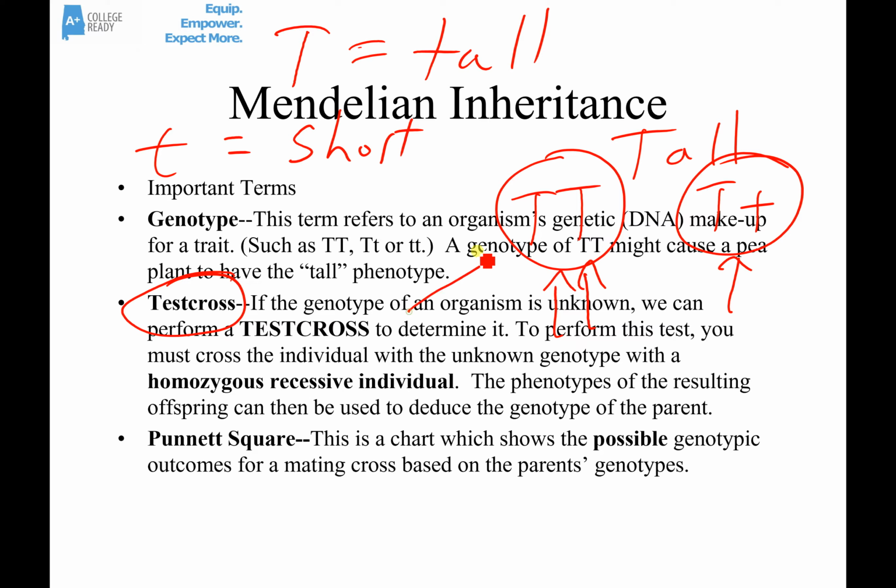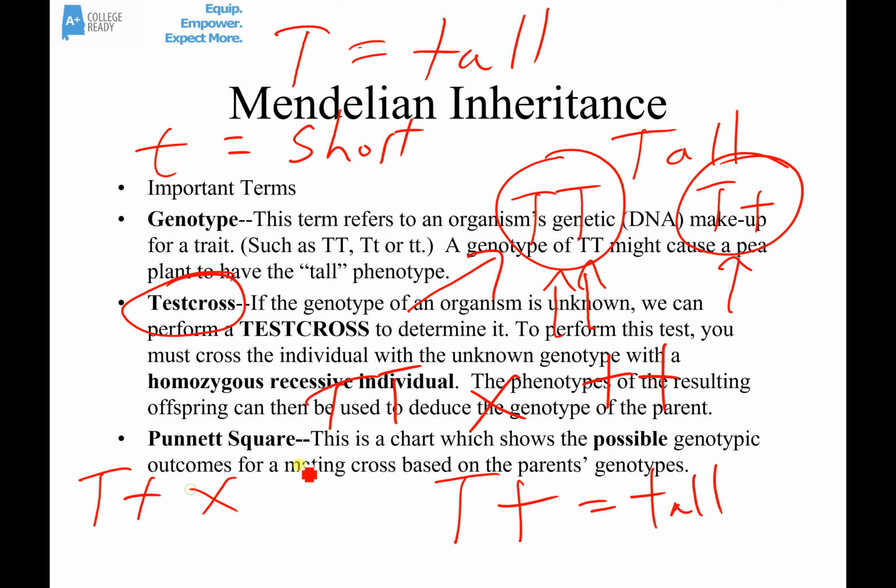So if we crossed this plant, big T, big T, with a little t plant, all the offspring would be big T, little t, all would be tall. We shouldn't get a short organism from that cross. On the other hand, if we crossed the big T, little t tall plant with a little t, little t homozygous recessive, we should get half our plants being tall and half our plants being short. So that test cross will allow us to determine the genotype of an organism when we know the phenotype only.